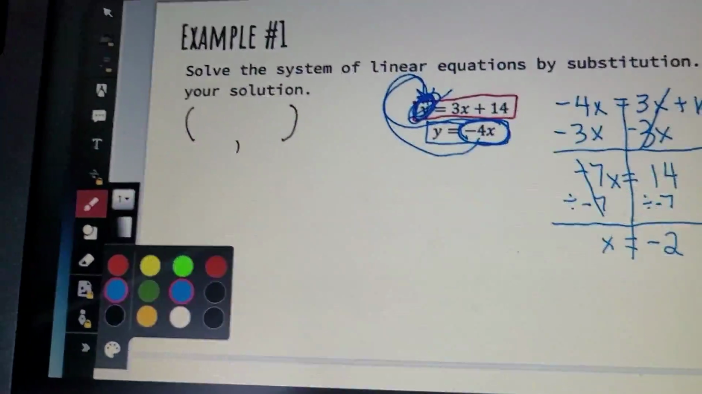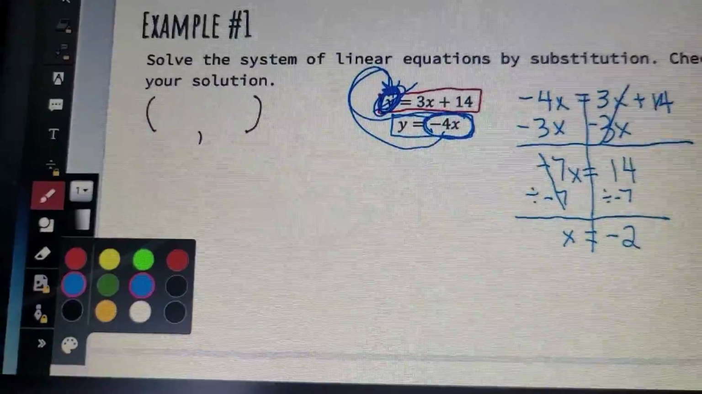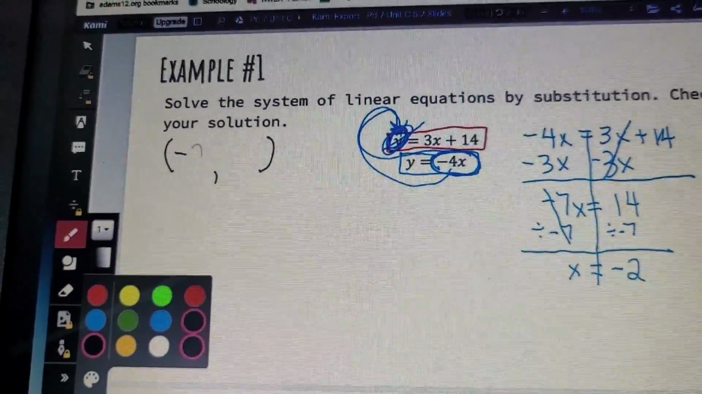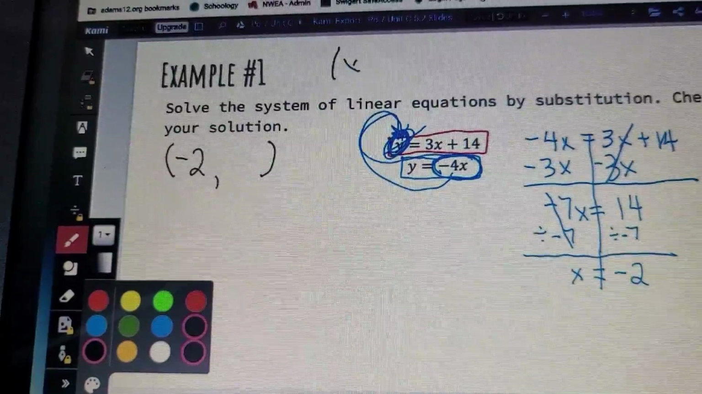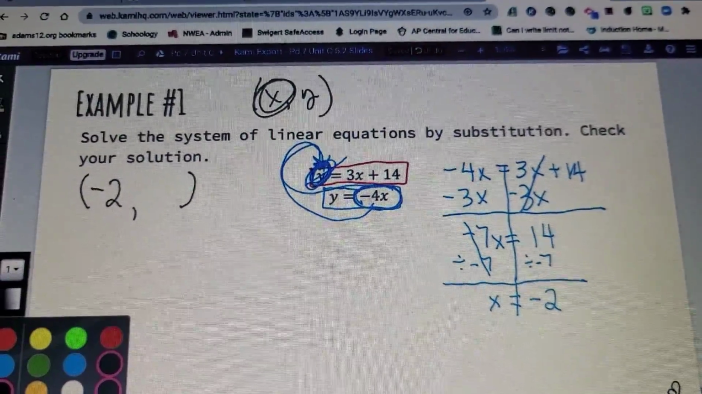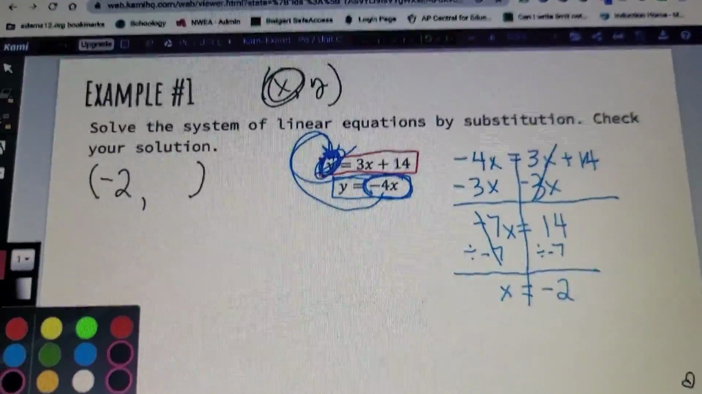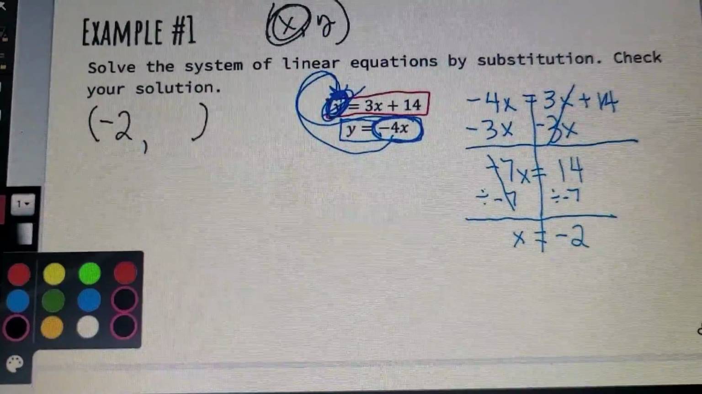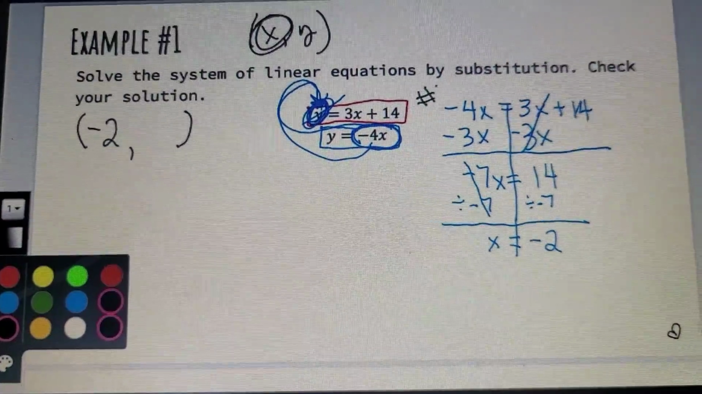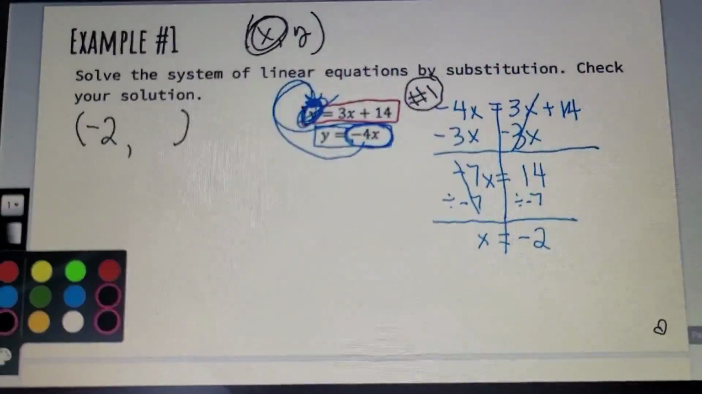I have half my answer now. I'm going to go up to where I set up my answer, and I'm going to put a negative 2 where the x goes, because remember, it goes x, y. So I found this x value, negative 2. So that's half my answer. Okay, so this is like step 1. Maybe we should put a little number 1 here. Step 1.